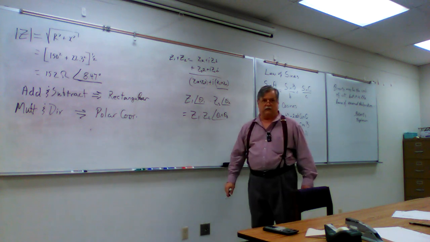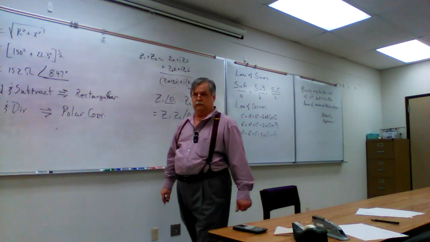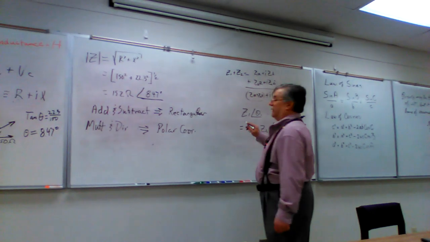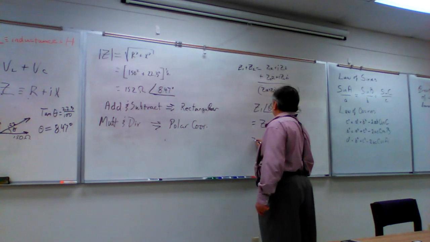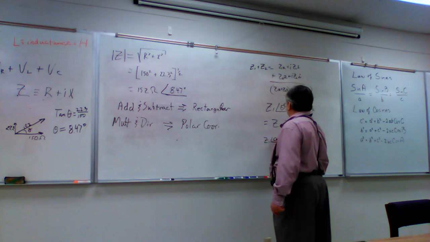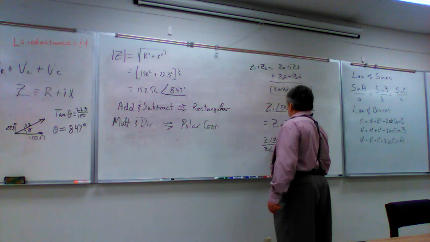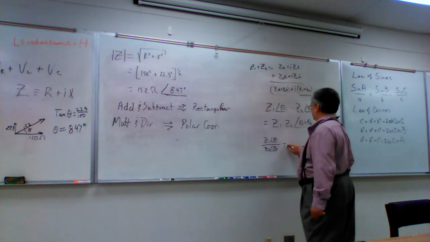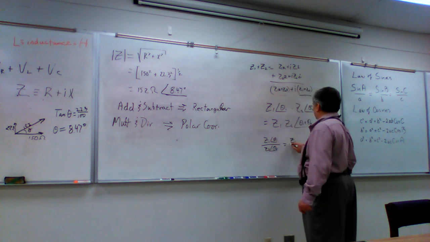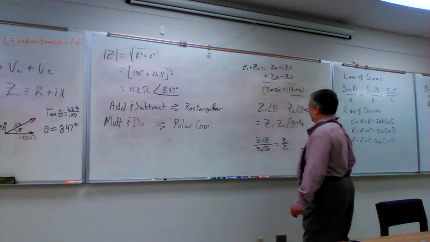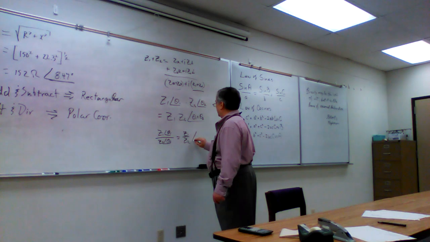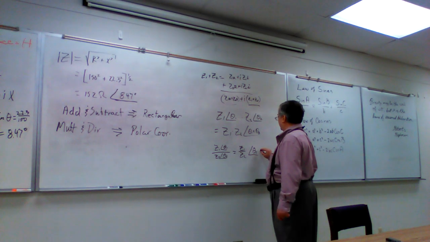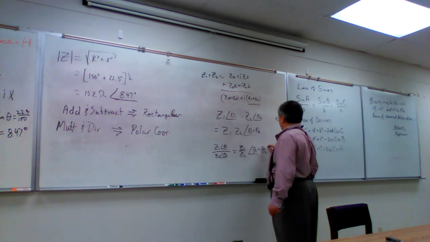The sum of the angles, theta 1 plus theta 2. If you're dividing, the quotient of the magnitudes at an angle of theta 1 minus theta 2.